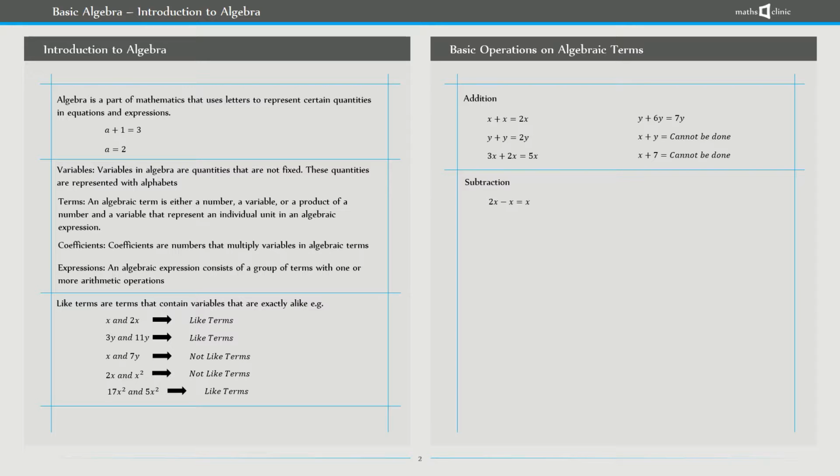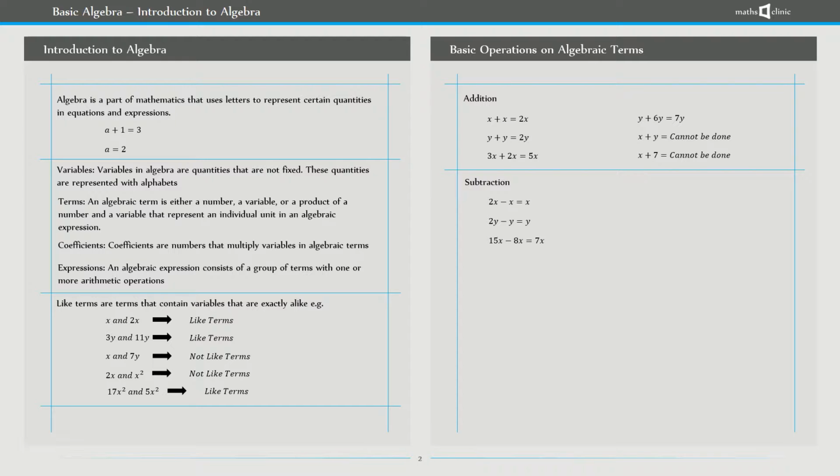If you have 2x minus x, you get x. Let's say you had 2 oranges and I took one away from you. How many oranges do you have left? One. Simple.